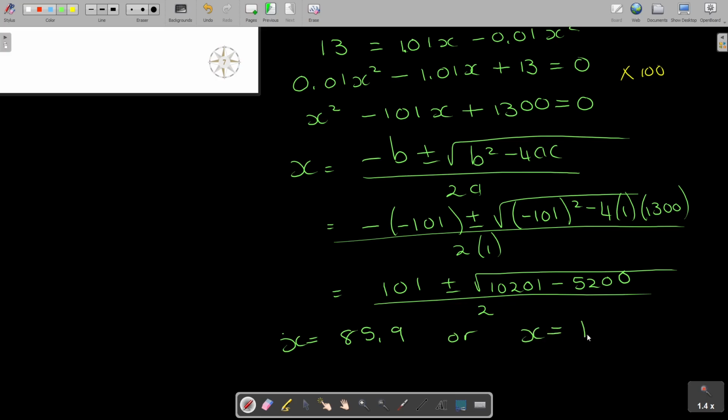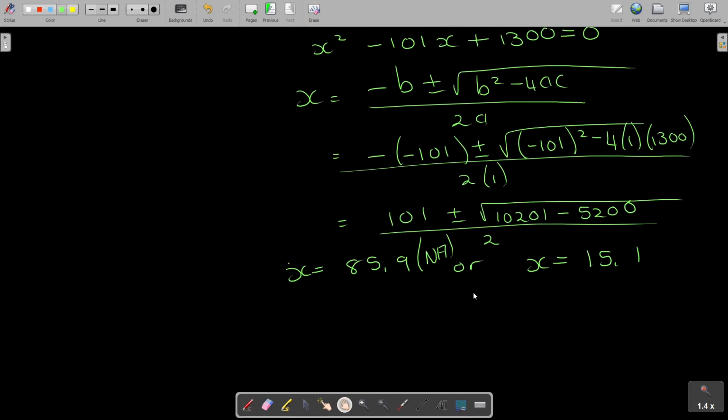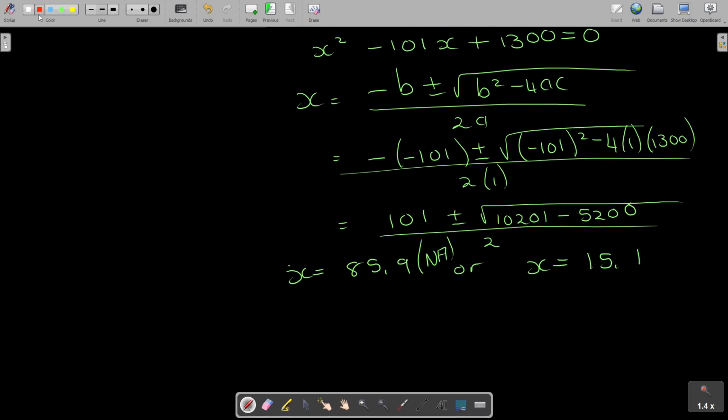and that value there, okay, so x equals 85.9 or x equals 15.1. Now, that is too much. You want the shortest time. So this will be not applicable. But after 15 weeks, he will not be there yet. So you have to round up. So therefore, 16 weeks. How long will it take? So 16 weeks. I'm rounding up.